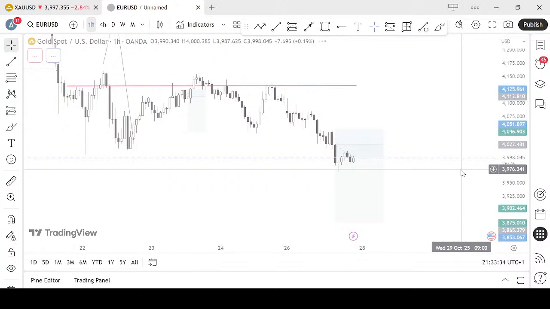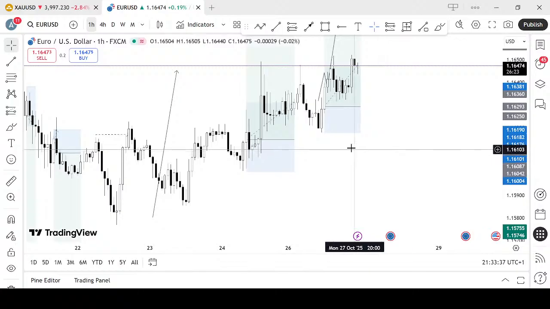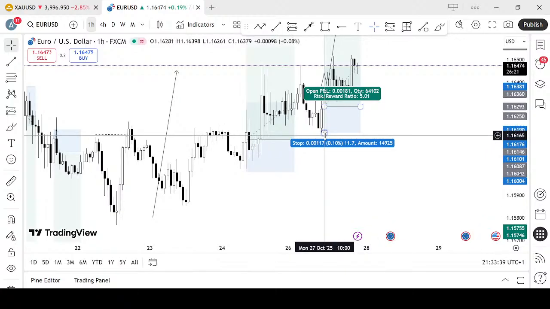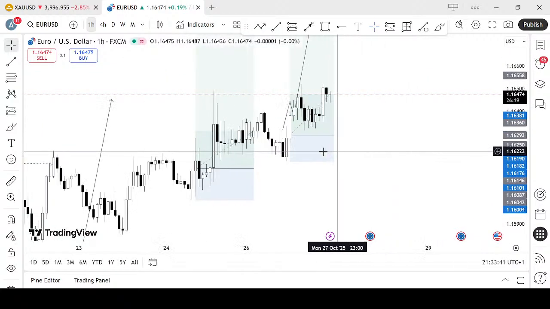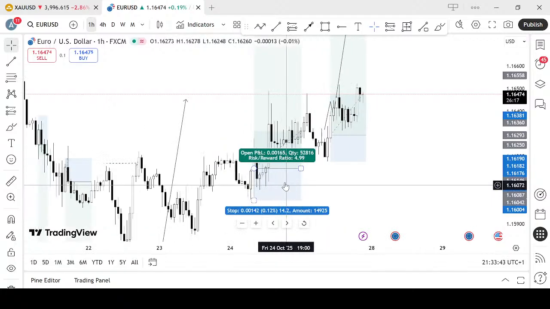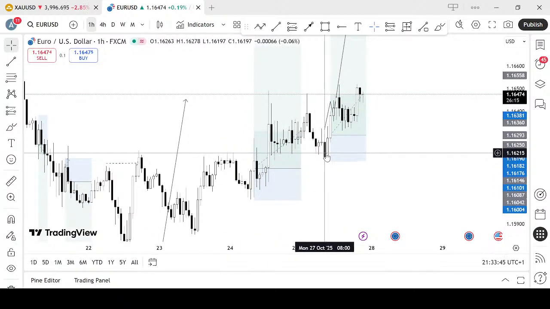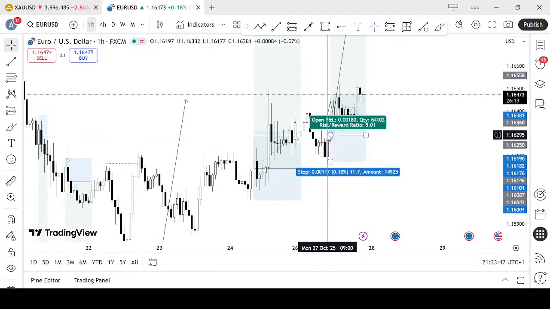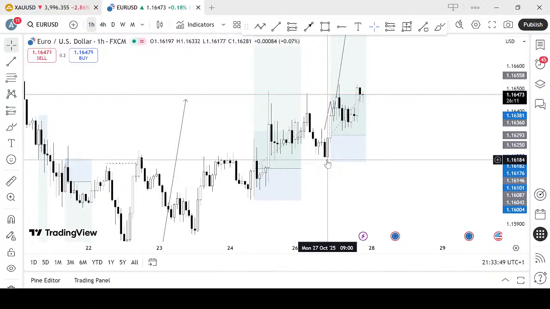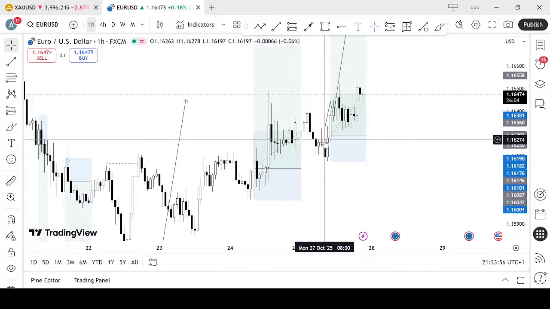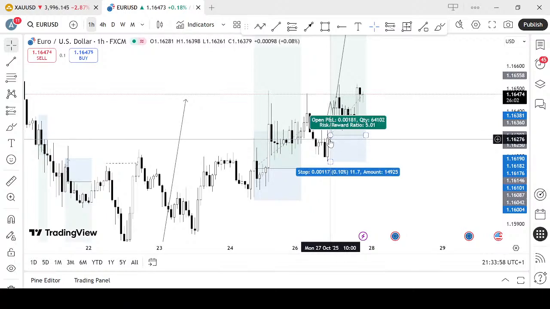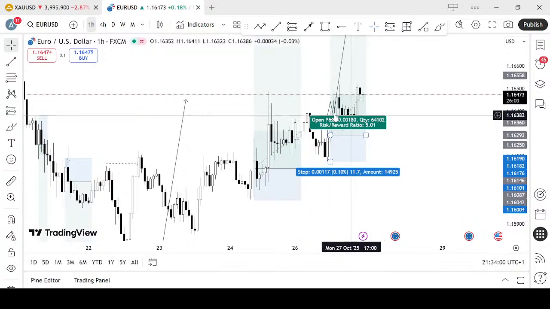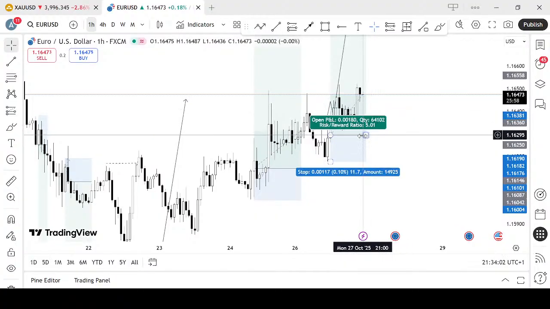On Euro USD, I took this trade in the morning. I saw the candle formed right here also. You can see this is the bearish candle, and the bullish candle took out the bearish candle, came lower than the bearish candle, then closed above the bearish candle's body. Then I entered the position right here, and I'm even on this position and it's still running presently.